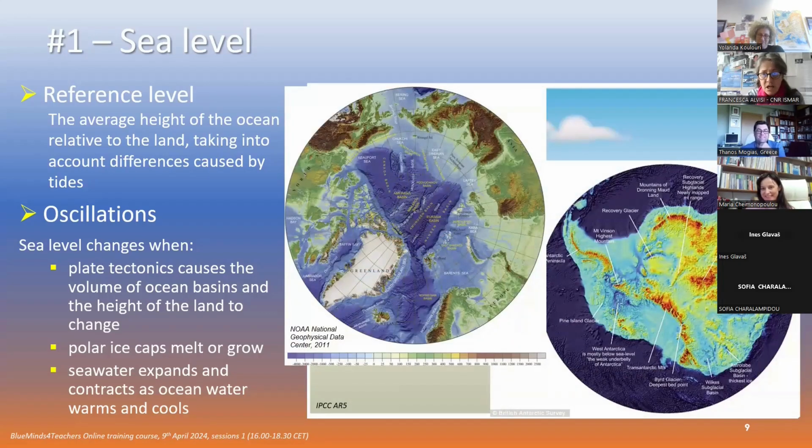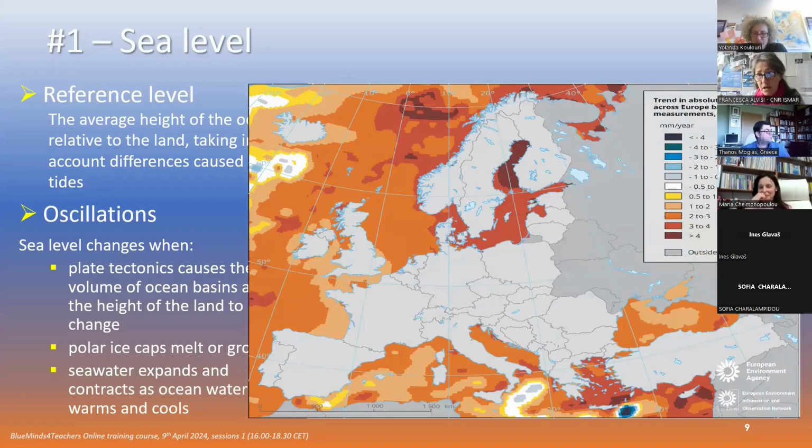These are two examples of the two polar areas, and the difference between the melting of the northern caps and the southern caps. It has different implications on the oscillation of sea level. And this is a map produced by the European Environment Agency about the trend in absolute sea level across Europe. It is calculated on past measurements, and we can see that the sea level is growing, but not the same in all places.